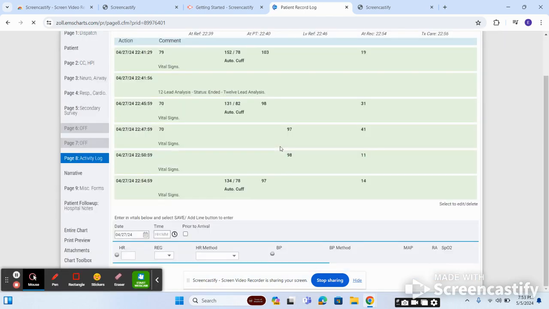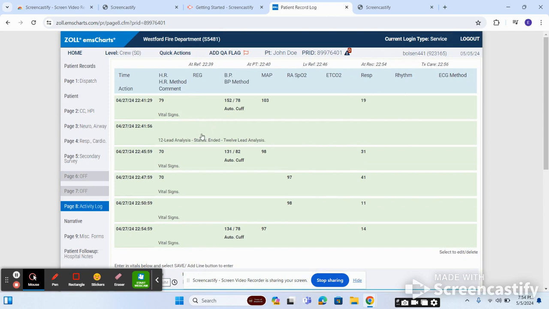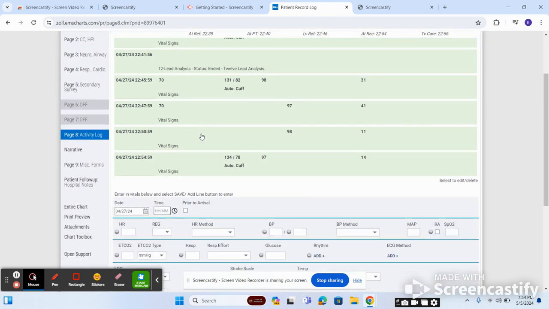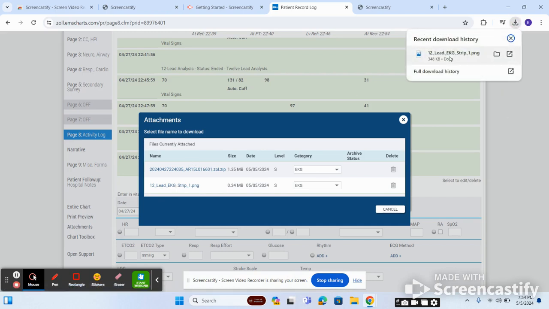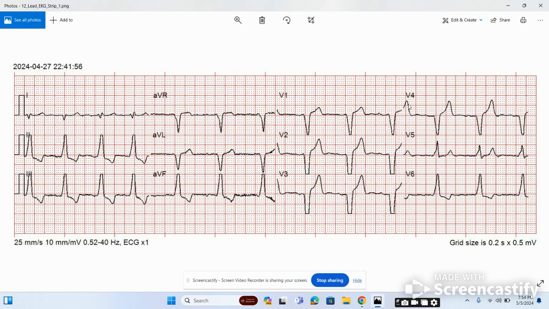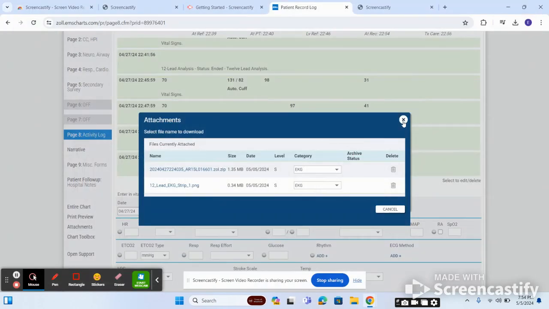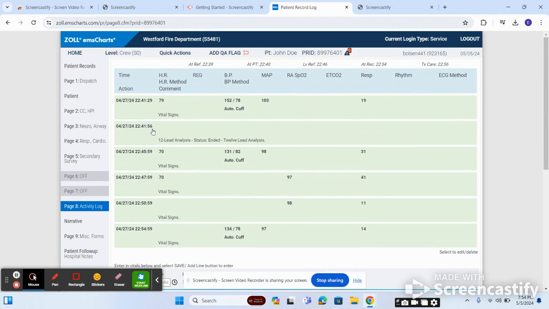It will pull in our vital signs and evidence that we did a 12 lead right here. If I want to review my 12 lead, I can come over to the side here where it says attachments. I'll hit this. I can see 12 lead EKG strip number 1 right here. It'll pop up over here. And here's my 12 lead. If I couldn't remember what it looked like, that's what my 12 lead looked like. So I can come back and review that. The important thing to know here in EMS charts is it does not pull in your interpretation or what the monitor interpreted it as. So we'll go over how to put that in next.